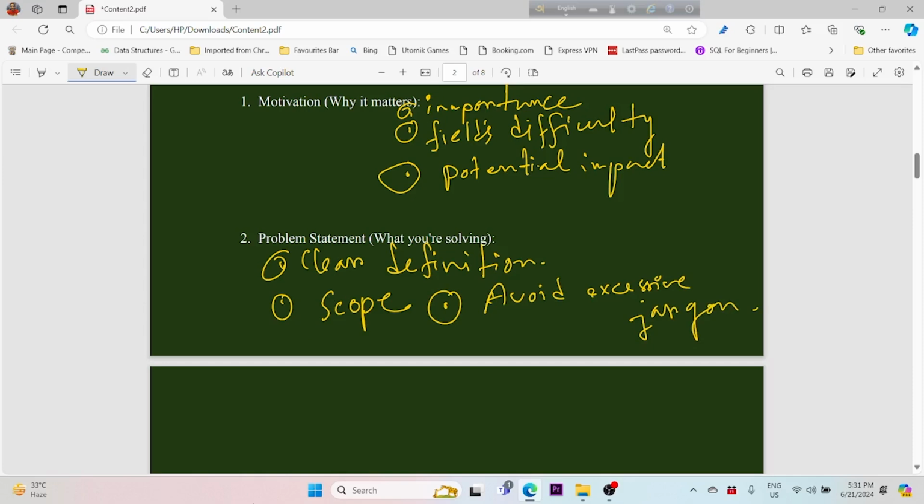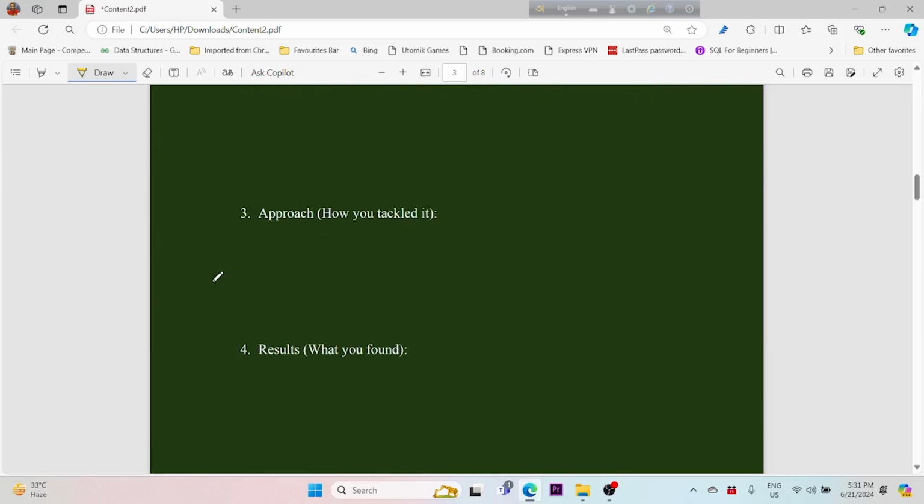Okay. Next, the approach, how you tackled it. In this part, you will describe your methodology. Methodology can be simulation, models, prototypes. You will mention the extent of your work, like the number of programs or languages analyzed, etc. You have to briefly explain your handling of important variables.